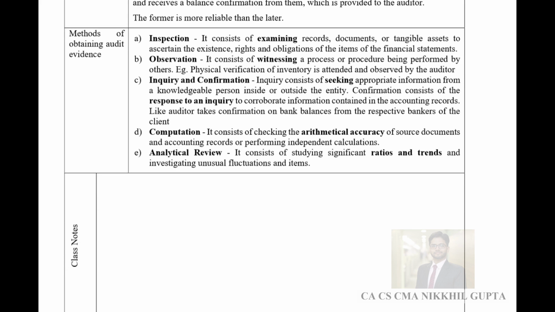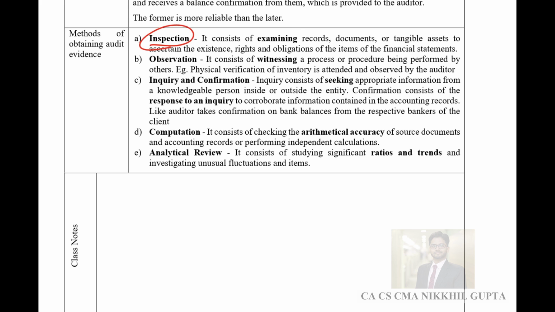Next topic is methods of obtaining audit evidence. What are the methods which you can employ to get the audit evidence? As I've already told you guys, you can hear, look at, or see some things to get audit evidence, and secondly, you can have documentary evidences. So these are the methods of obtaining audit evidence.